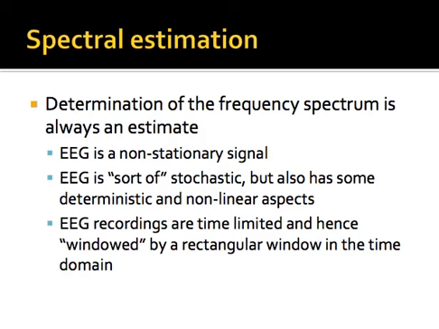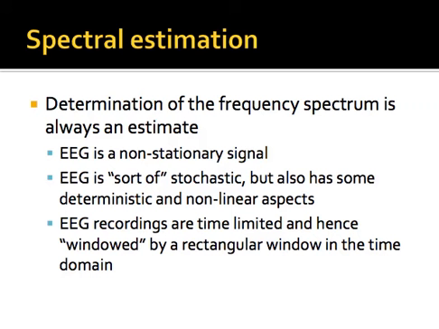The second issue is that EEG is sort of a stochastic signal. It obeys probabilistic models, but it's also sort of deterministic and has some nonlinear aspects to it. So the second issue with the Fourier transform is that the EEG is probably deterministic. It probably is nonlinear. We can make some assumptions that it is linear and it is stochastic, but we usually cannot make assumptions that it is stationary unless we're just looking at resting state EEG.